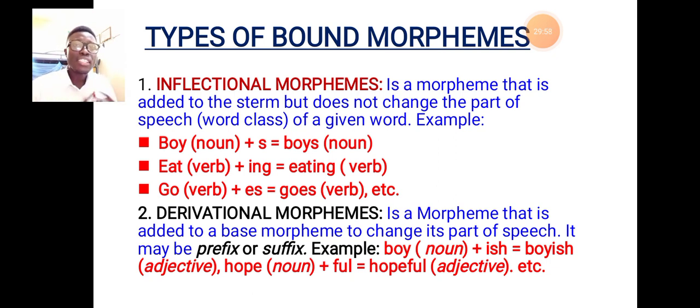So derivation is like when a prefix or a suffix is added to a word to change its formation as well as its word class. That is the derivational morpheme we are talking about. That is the derivational morpheme, changing the word formation and its word class or part of speech. All right. It must be borne in mind that derivational morphemes may be class changing morphemes. This class changing derivational morpheme is the one already discussed.